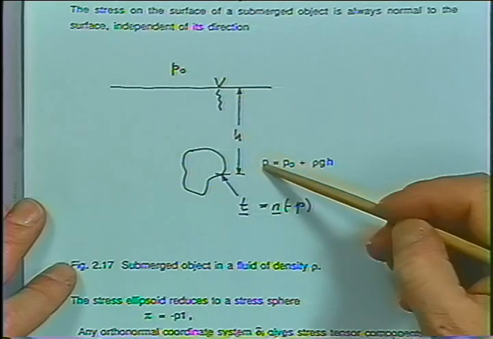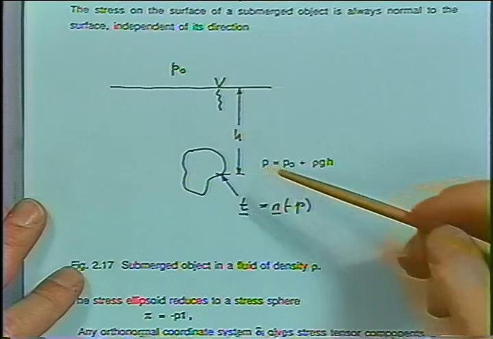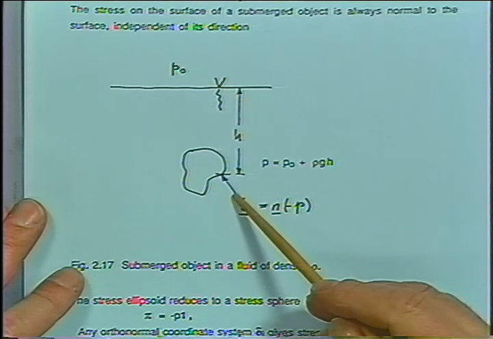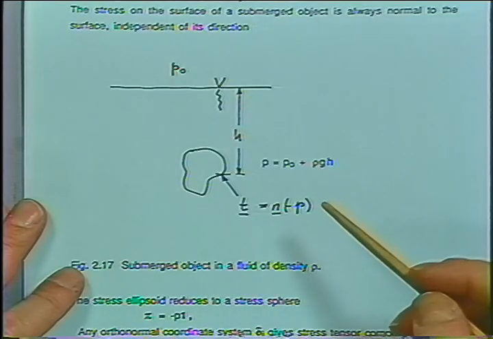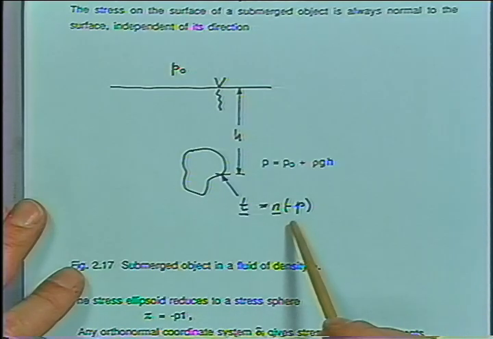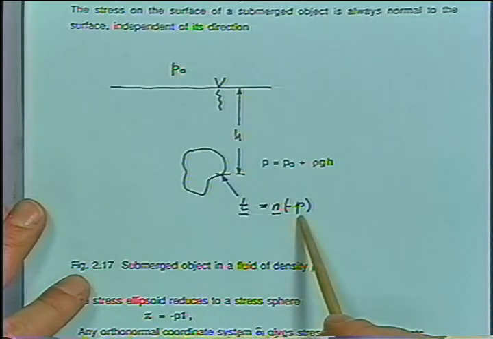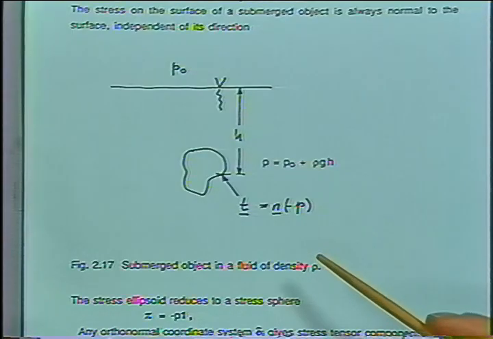So that's the local pressure. But what is the traction on the surface? The traction is acting normal to the surface. There's only a normal traction. There's no shear involved in the static case. And the magnitude is equal to minus P, minus the local pressure. And the minus sign comes from the sign convention where pressure is negative and tension would be positive.